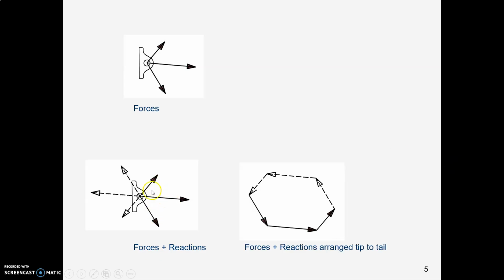If you took each force and each equal and opposite reaction, and in any order you want, strung them together tip to tail, it doesn't matter what order, you will get a closed loop. There won't be a big gap like there is when you look for a resultant. It's a closed loop.